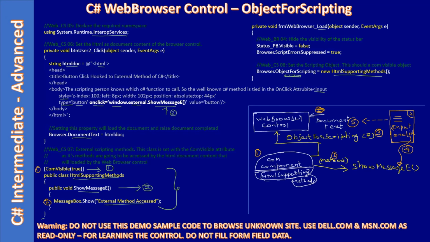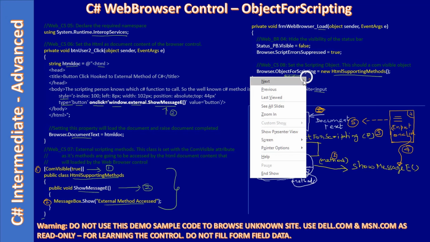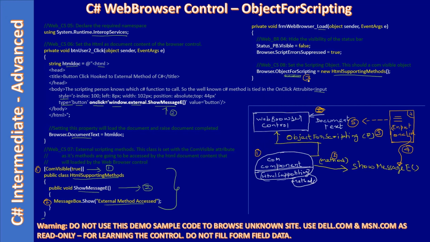After creating the method, we are linking this method to the web browser control. This is the web browser control, and we use object for scripting. So this way we provide the linkage. So now web browser control knows this is a COM class instance and all of its exposed methods. Next, this is the fourth one. Here we are creating the HTML content on the fly, and we are referring the external method, COM exposed method, show message E. Finally, we are assigning that document to the document text property.